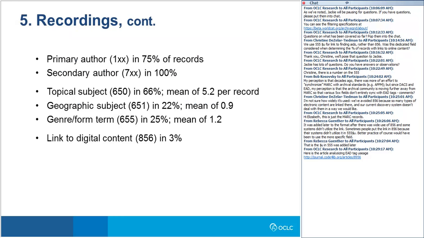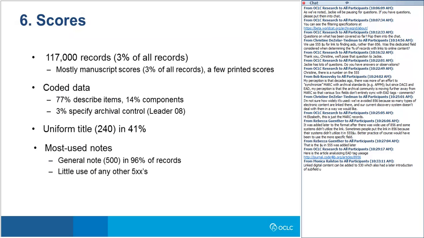So hooray for all of those primary and secondary creators in these records. Wow. And then topical subjects, the highest mean of all of the material types, 5.2 per record. That's pretty great. Almost no linked digital content.